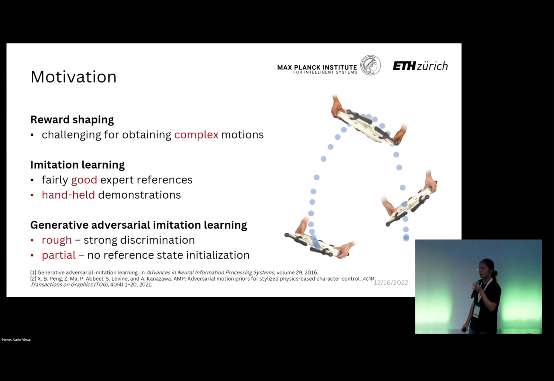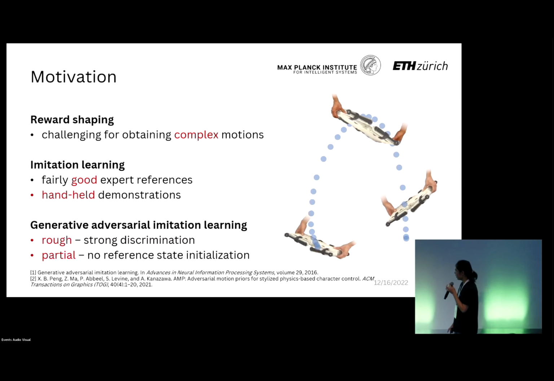So this really results in a problem of strong discrimination, where your discriminator can quickly identify that this transition is from the robot, and the other is from your handheld demonstration. And this is bad because it doesn't generate any useful signal for the policy.